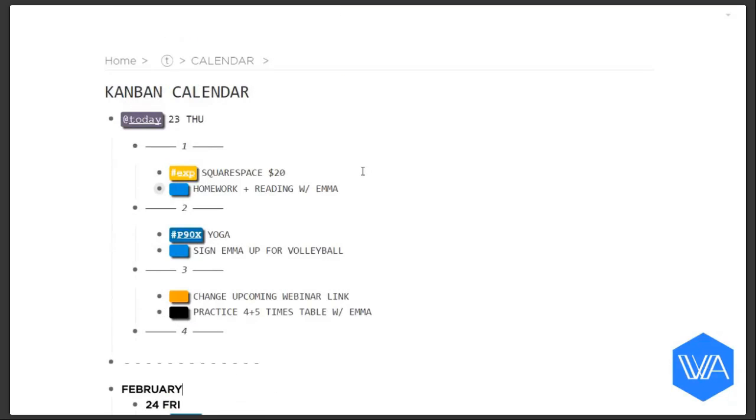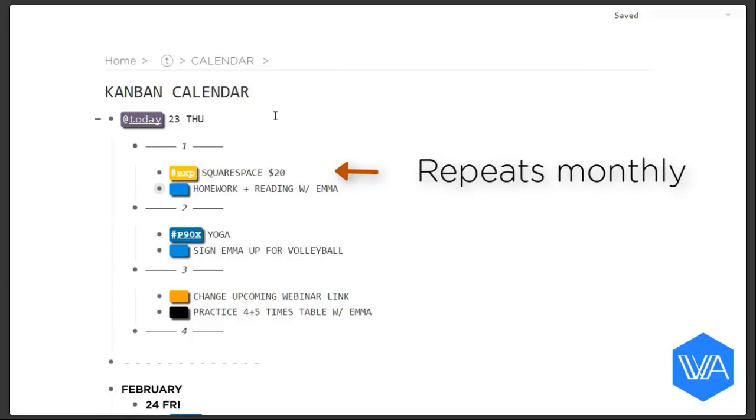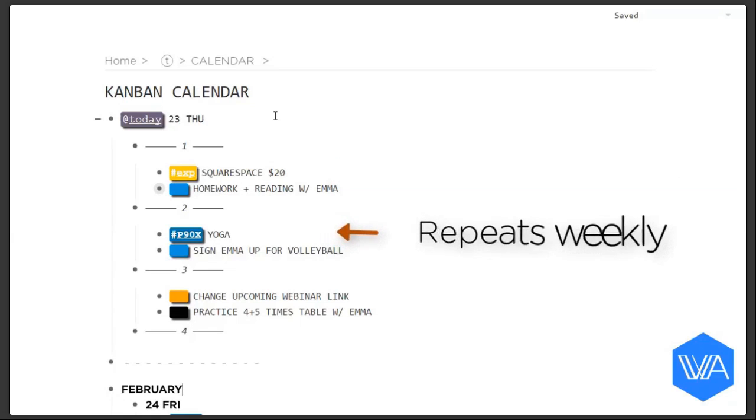And right at the top here, we've got Thursday the 23rd. I have a lot of recurring tasks that repeat weekly or monthly, so I simply recycle the tasks from my Eisenhower matrix once I'm done. I have to make sure that I have enough money in my PayPal account each 23rd of the month to pay for my Squarespace subscription. And then every Thursday, I try to do a bit of yoga with the P90X program. So let's recycle these quickly because I'm done with them.